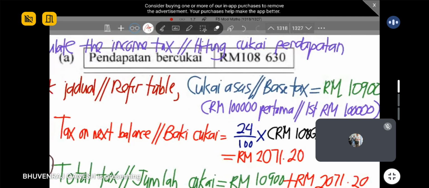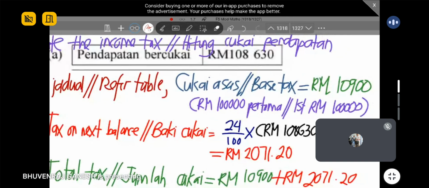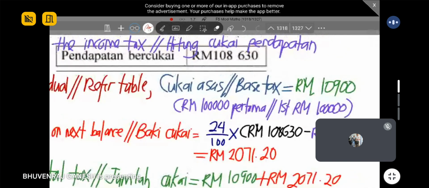Okay, so your second step, tax on the balance. Okay, baki cukai. So kamu ambil peratusan yang kamu nampak dalam jadual. You take the percentage, 24%, kali dengan baki cukai yang tinggal, your remainder. Means that you take chargeable income, ambil pendapatan bercukai, tolak dengan nilai ni yang kamu lihat dalam jadual. The first RM 100,000, that value you minus with the chargeable income. So then you will get this value.